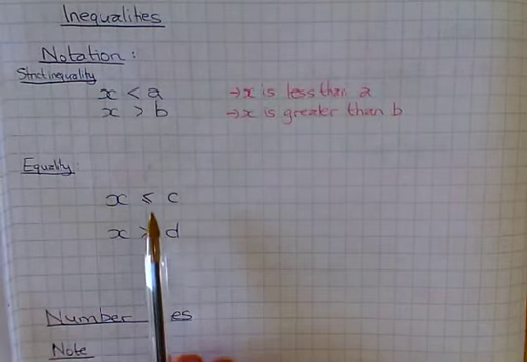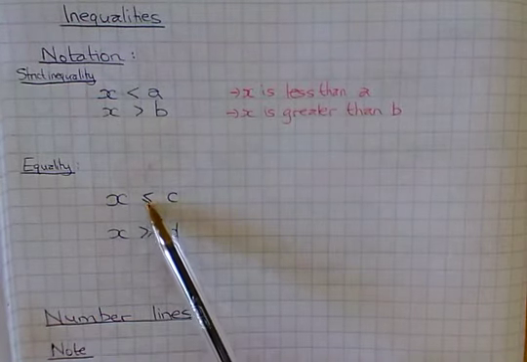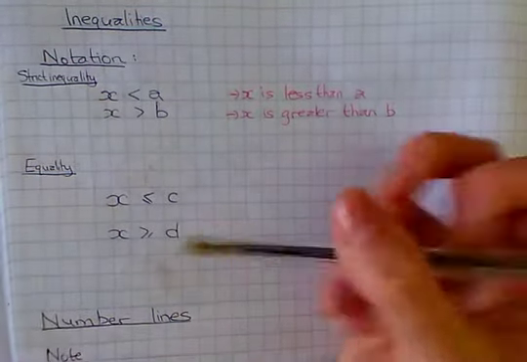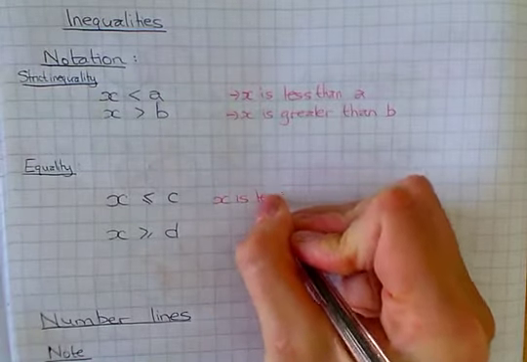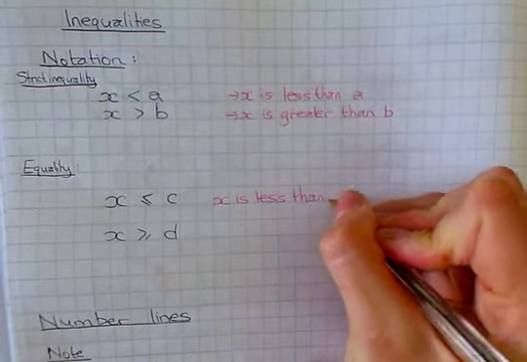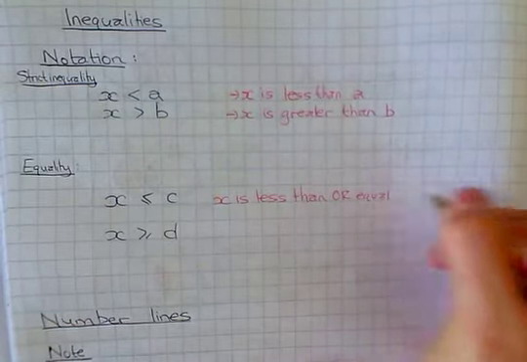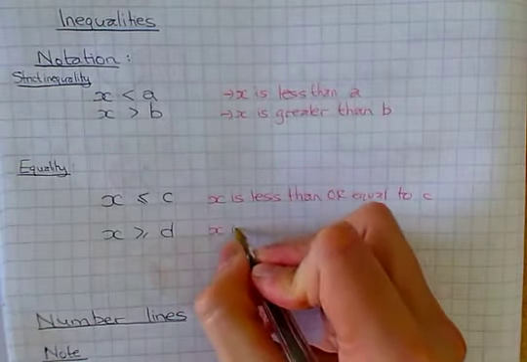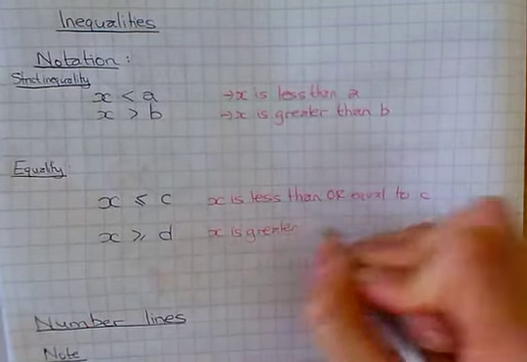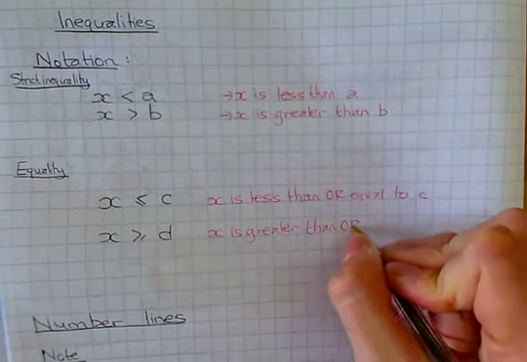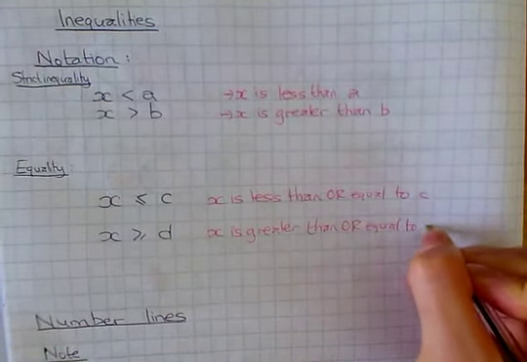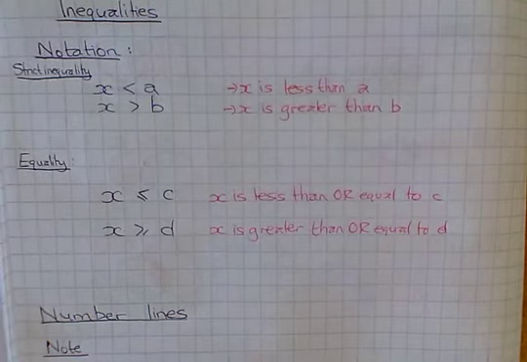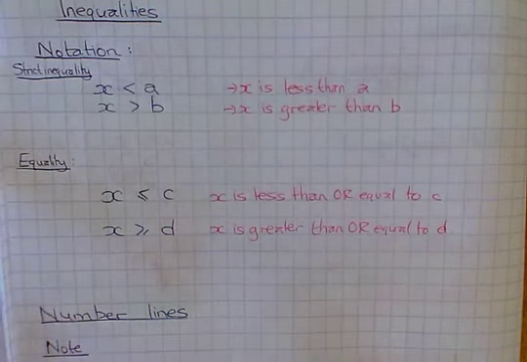Now, these signs here look quite similar, but you can see that there's the extra line here. So what that means here is that x is less than or equal to c. Okay, so x is less than or equal to c. And then this one here means x is greater than or equal to d. So we're going to use that a little bit later when we write inequalities on number lines.